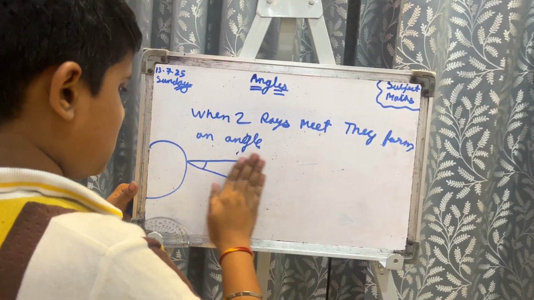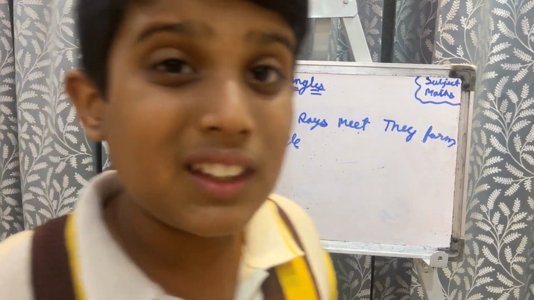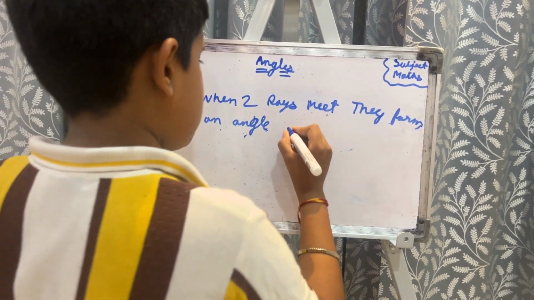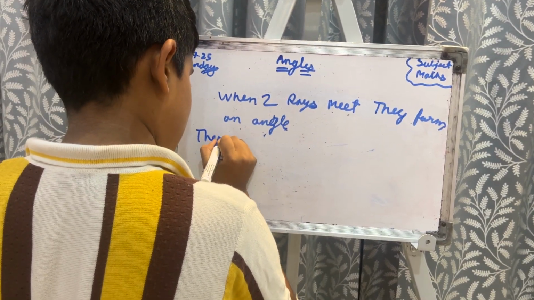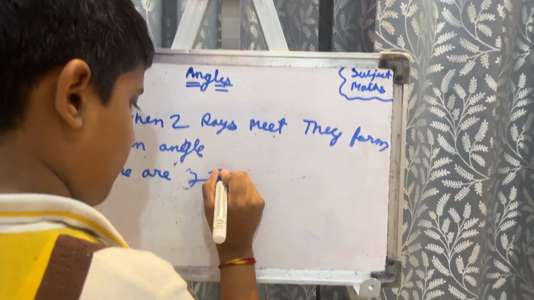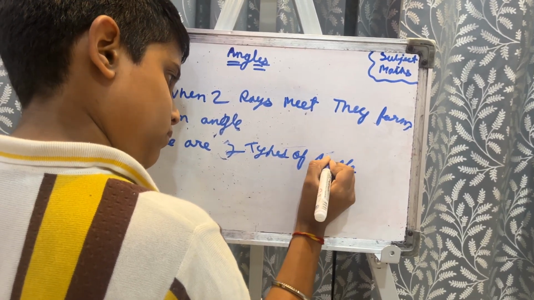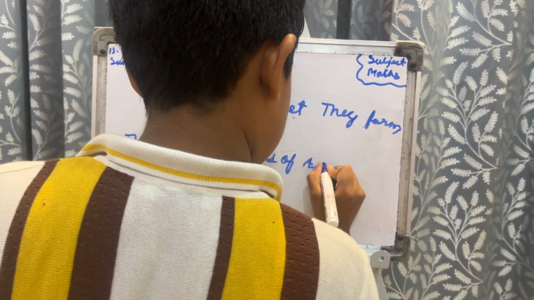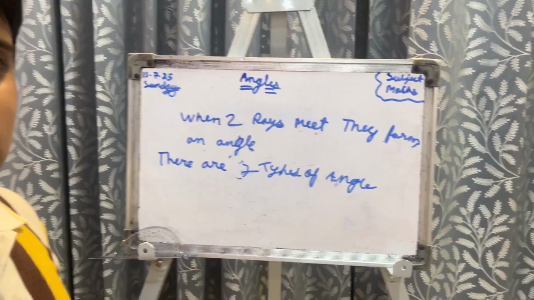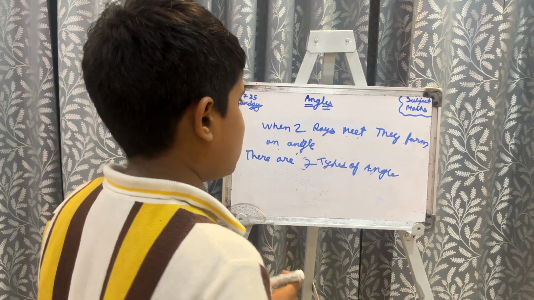Now I will tell you that there are 7 types of angles. If you know the 7 types of angles, good. And if you don't know, I will tell you now. There are 7 types of angles.